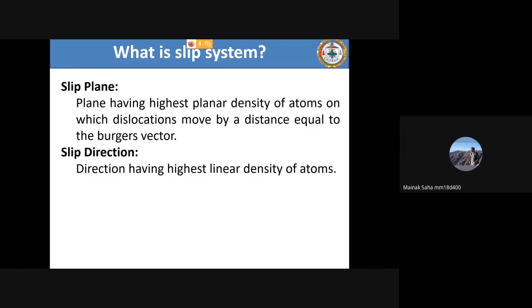They cannot move by random distances. So definitely there has to be some basis, and for dislocations, the minimum translational vector is associated with the movement of dislocations on the slip plane in the slip direction. And the translation vector, I mean the minimum distance by which dislocations can move on the slip plane in the slip direction, is termed the Burgers vector, right?